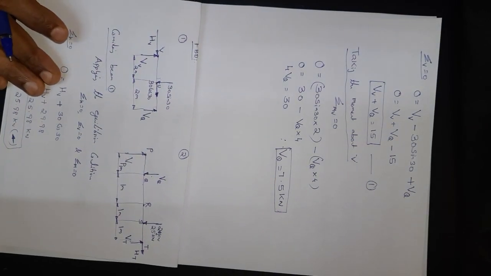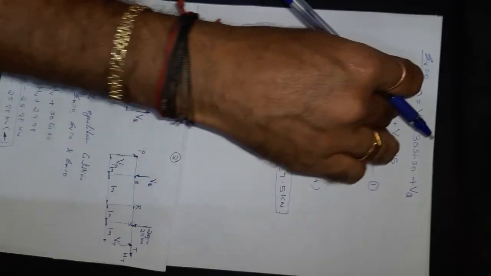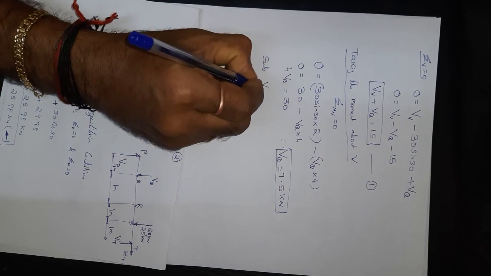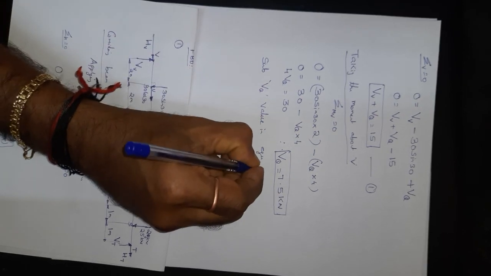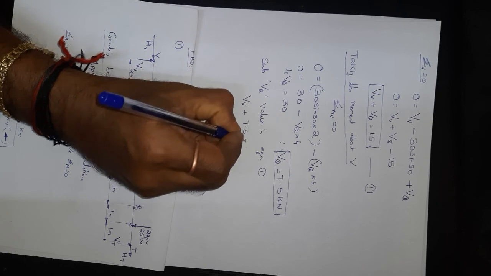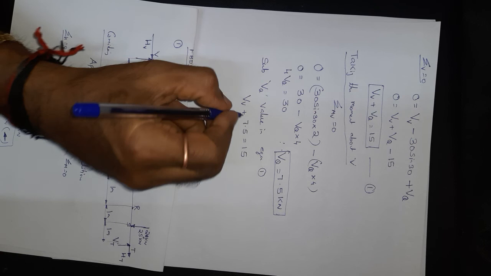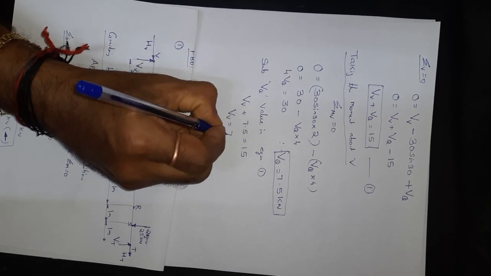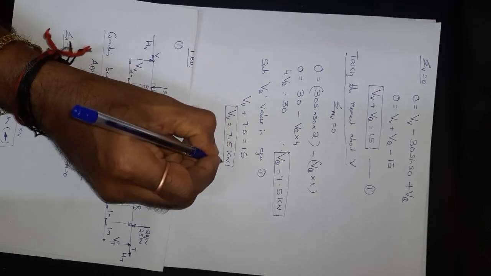Got it? So now I am going to substitute this VQ value in equation number 1. So VV plus 7.5 equal to 15. When I take this 7.5 to the other side, that would be minus 7.5, right? So VV equal to 15 minus 7.5, which would be 7.5 kilonewton. Got it? Right.